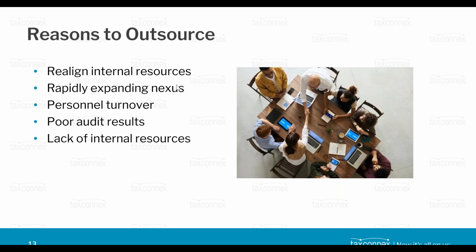Every once in a while we see an adverse audit pop up unexpectedly. I guess it would have to be unexpected if it were adverse. But you have a bad audit result, and it makes you question, well, maybe we've got issues in other states. Maybe we should look at this, and maybe we should outsource this.